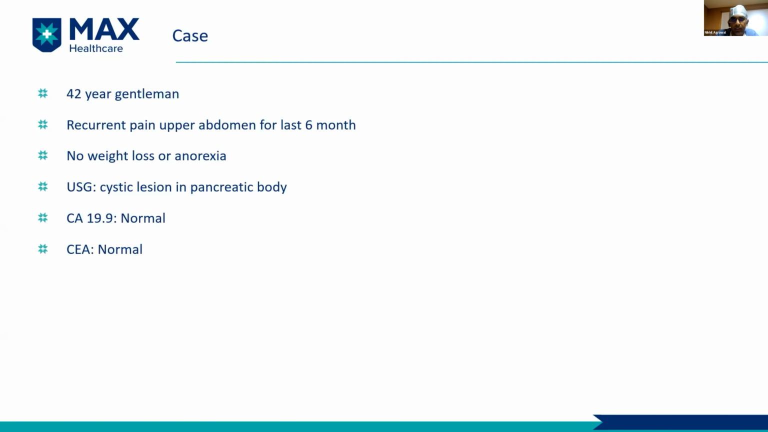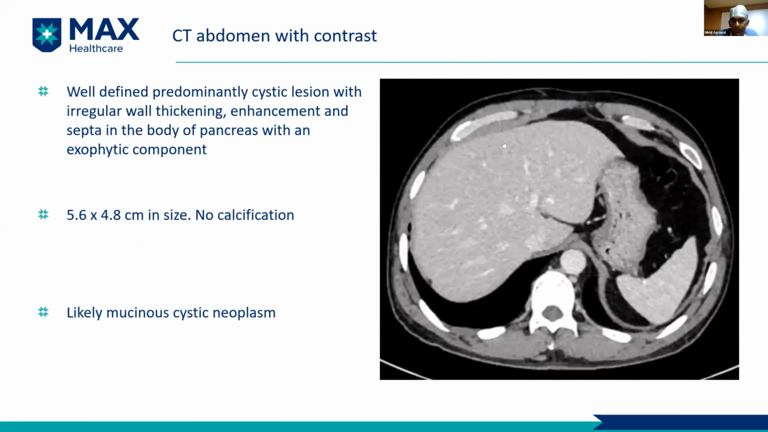He's a 42-year-old gentleman who presented with pain abdomen, and ultrasound shows a cystic lesion in the pancreatic body, and tumor markers were normal. So this patient underwent a CT scan first. So Dr. Ruchi, can you just describe this scan for us?